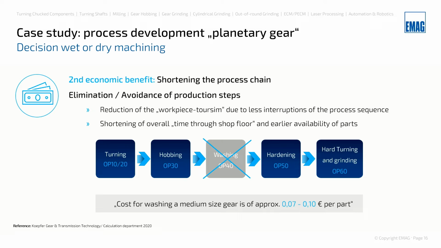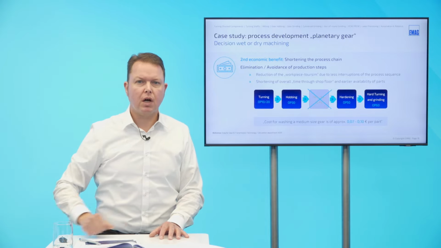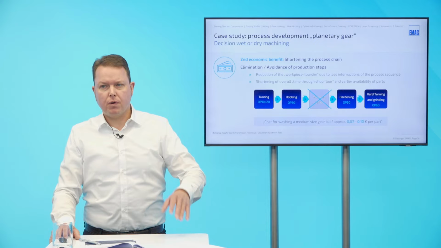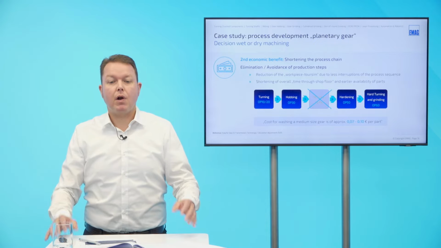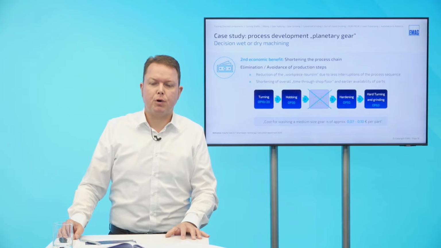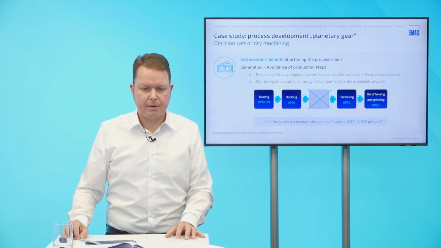It not only saves money for the washing operation itself, it also allows us to reduce the so-called workpiece tourism. That means we do not have the handling of the workpieces from one department to the other, to the washing machine, and from the washing machine to the hardening oven, etc. And moreover, of course, if we can avoid this process, we will also shorten the overall time through shop floor, and the workpieces will be available earlier for further assembly.